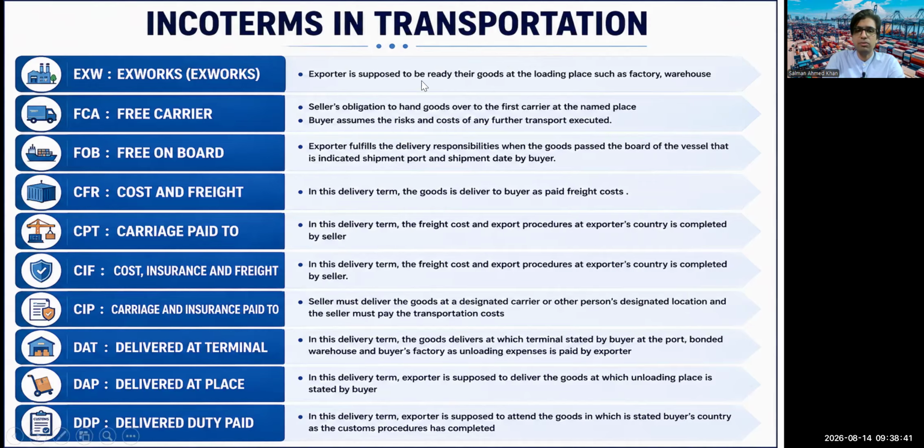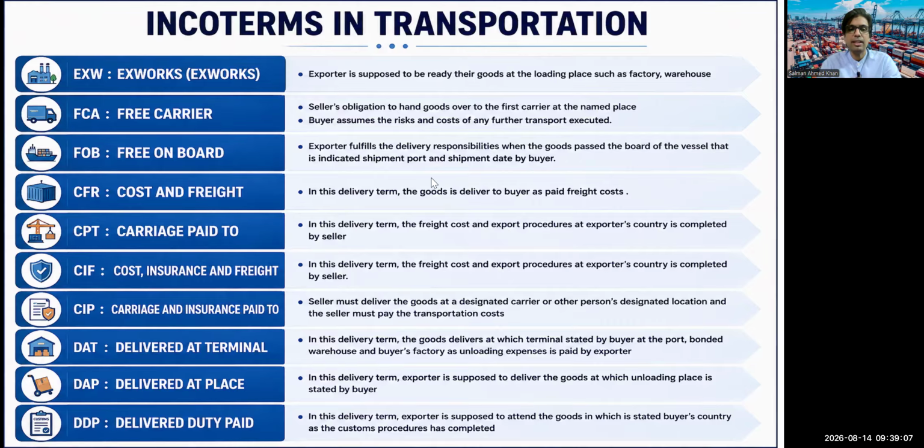CFR is Cost and Freight. In this delivery term, the goods are delivered to the buyer with the freight cost paid, and the cost and export procedure in the exporting country is completed by the seller. Similarly, there is CIF, Cost, Insurance, and Freight. In this delivery term, the cost and export procedure in the exporter's country is completed by the seller.